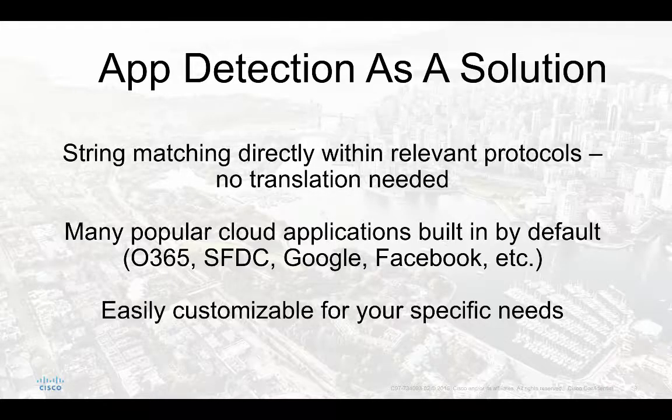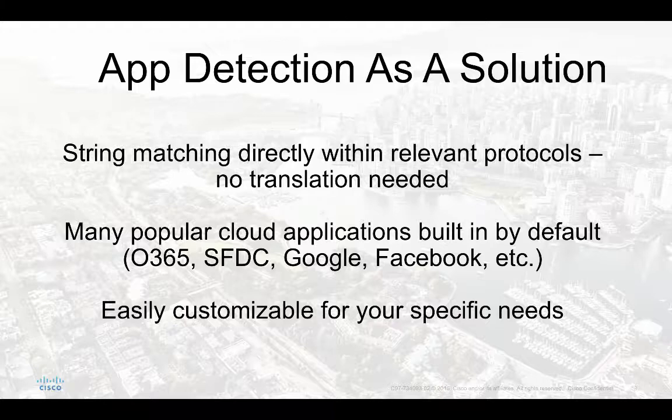So given the inherent unsolvability of that race condition, we at Cisco actually suggest solving the problem in a different way, through Layer 7 application detectors, which are built in as a fundamental part of what makes Firepower Threat Defense a next-generation firewall. Those app detectors are matching strings directly within the relevant protocol requests, taking the need for translation completely out of the mix.